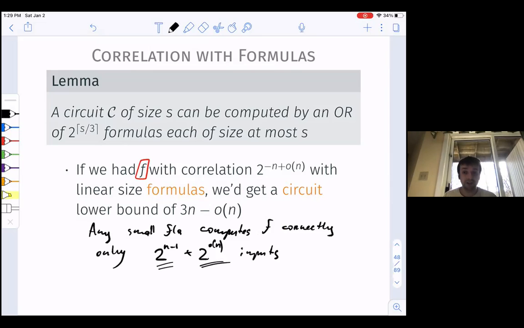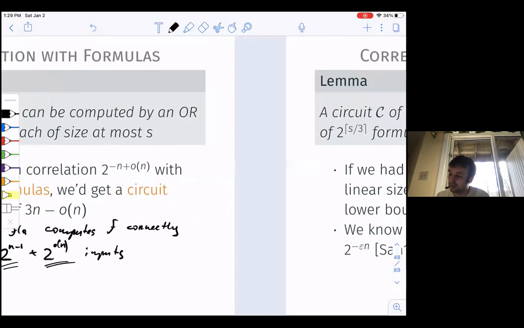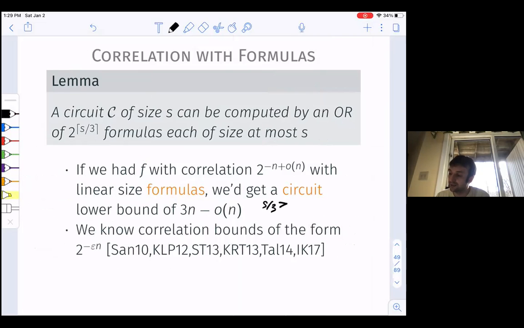All right, if I had such a function f, then I would have a nice circuit lower bound. Indeed, each such formula would only compute f correctly at like 2 to the little of n inputs. So I would have to have S over 3 greater than essentially n minus little of n to compute my function at all 2 to the n points. Or in other words, I would have a circuit lower bound of 3n minus little of n.